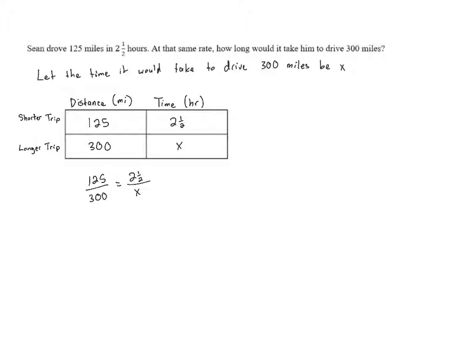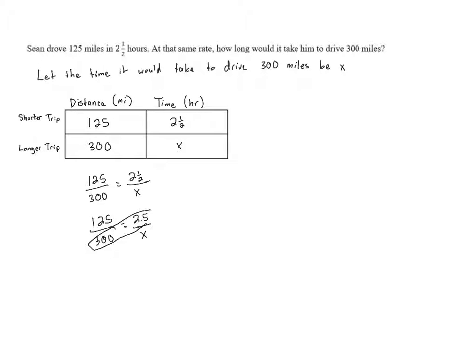Now this is a little intimidating because we have a fraction inside a fraction. That 1/2 inside the bigger fraction. It's like fraction inception. But we can make this a little bit easier by rewriting that as a decimal. So we can instead write 125 over 300 equals 2.5 over x. Now we can solve this by cross-multiplying.